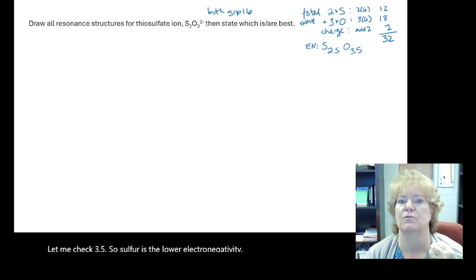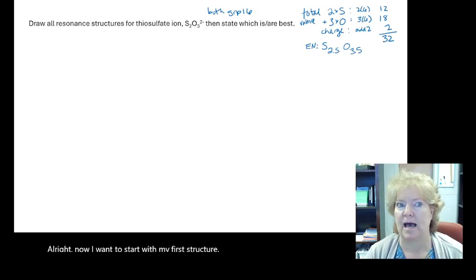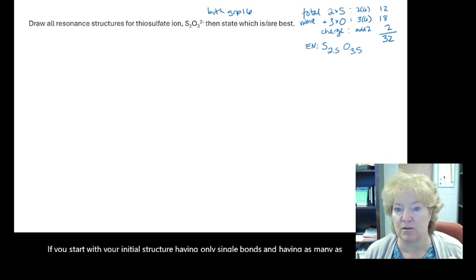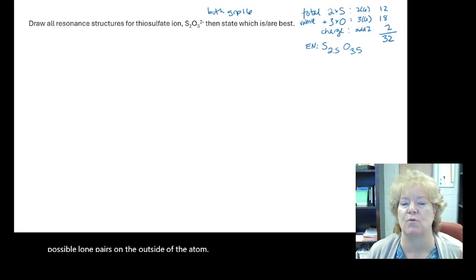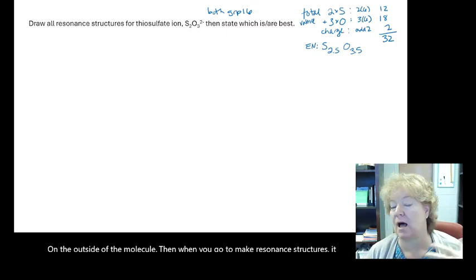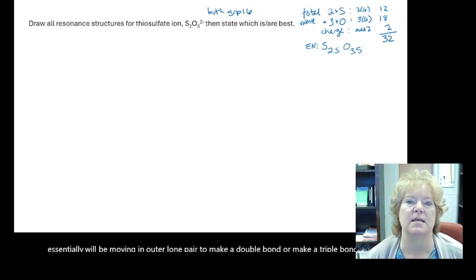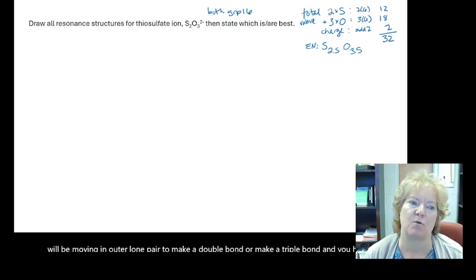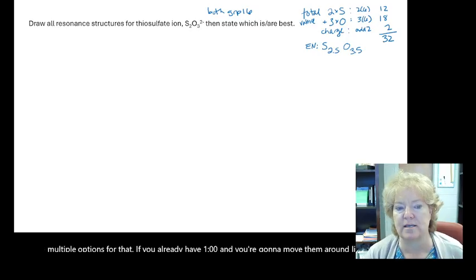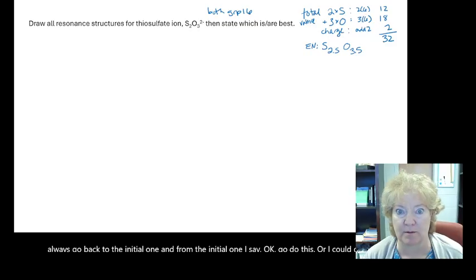If you start with your initial structure having only single bonds and having as many as possible lone pairs on the outside of the molecule, then when you go to make resonance structures, it essentially will be moving an outer lone pair to make a double bond or make a triple bond. And you have multiple options for that. I always go back to the initial one, and from the initial one, I say, okay, I could do this, or I could do this, or I could do this. So that's how I'm going to approach this.